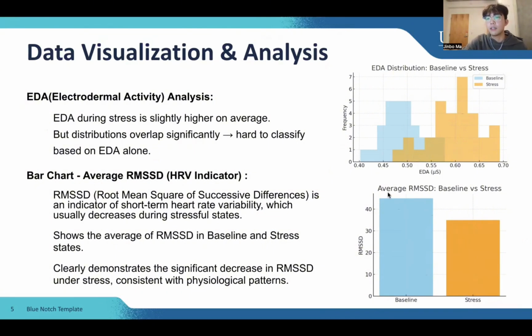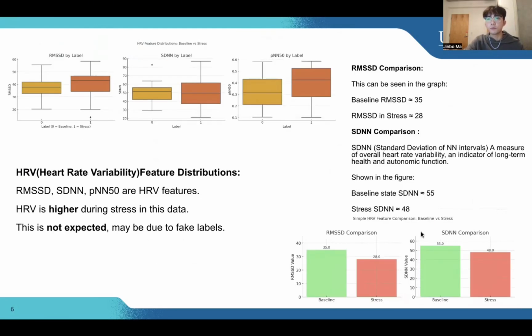This is the average RMSSD figure. We can easily see that the baseline is higher than stress. This actually matches the medical studies: when people are stressed, heart rate variability goes down. So I think this one is good.